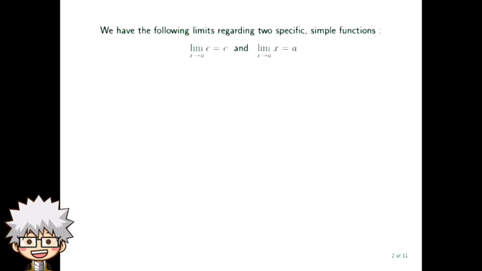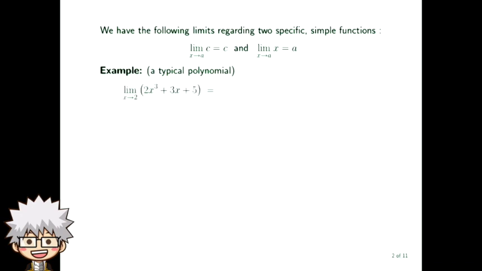We have the following limits regarding two specific, very simple functions. The limit as x approaches a of a constant function c is equal to c, and the limit as x approaches a of x is equal to a. Now let's look at an example involving a typical polynomial.